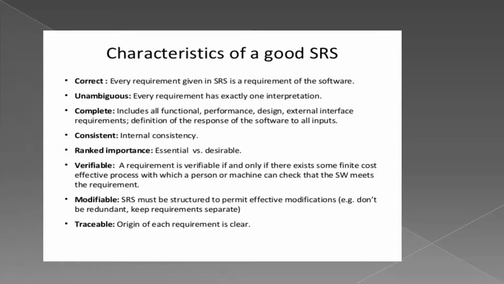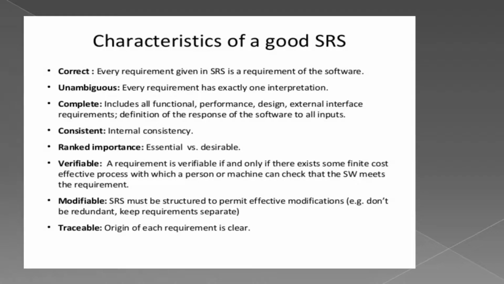Second is unambiguous. Every requirement has exactly one interpretation. There is no duplication. Duplication creates ambiguity. So you should avoid all the ambiguous factors. Then complete. It includes all functional, performance, design, and external interface requirements, and the definition of the response of the software to all inputs. Whatever requirements are needed should be completely gathered or collected. So it includes functional requirements, performance, design part, and responses to all the inputs. Everything should be completed.